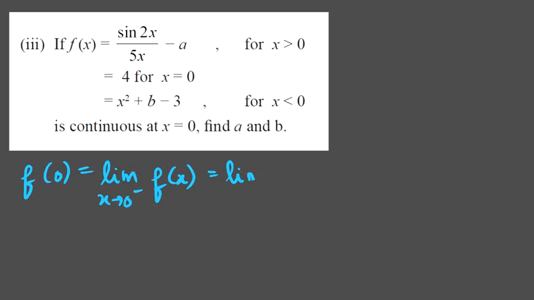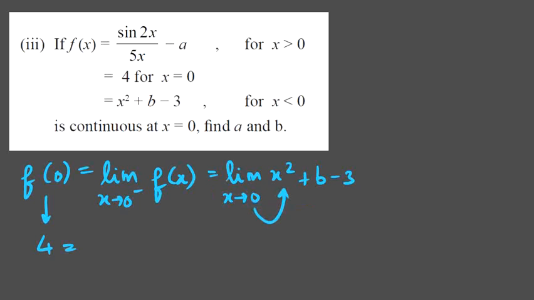So this will be limit of x tends to 0 minus, which means x will be slightly less than 0, and for x less than 0 the function is this. So we will write f of x here as x square plus b minus 3. We can put f of 0 as 4 because that has been given to us. That will be equal to the value for this limit.